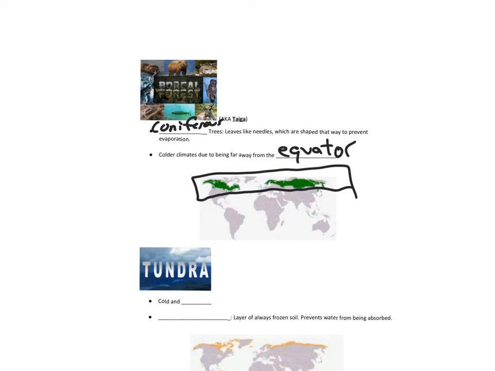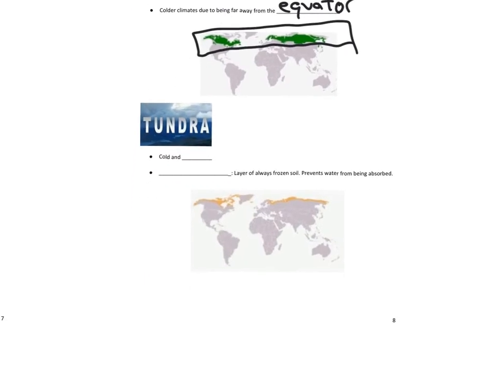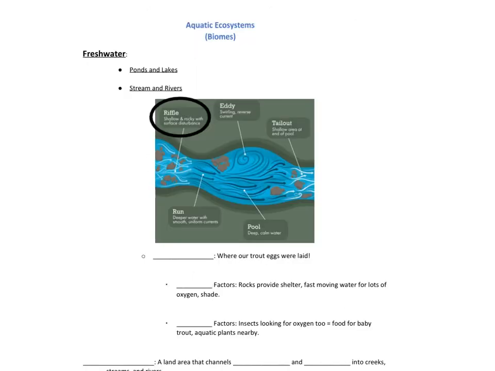One other ecosystem or series of ecosystems that turn into a biome is called the tundra. A tundra is very cold and very dry. The reason why it's so dry is that there is a layer of something called permafrost, which is soil that's always frozen from being so cold. Water actually can't be absorbed by that soil because it's already frozen. So you'll have pools of water that exist, but otherwise it's a mostly dry biome.